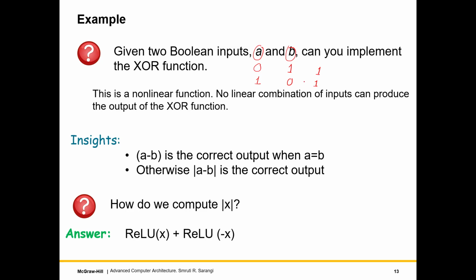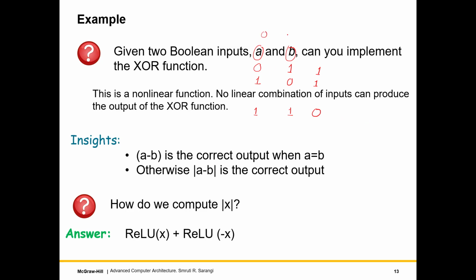However, this is where linearity breaks. If both a and b are 1, then you would expect the output to be 1 plus 1, but the output is actually 0. So this is why this is a nonlinear function. We would need some kind of nonlinearity in our network to compute the result of an XOR function. The insight is that when a is equal to b, a minus b is the correct output. Otherwise, the correct output is the absolute value of a minus b.